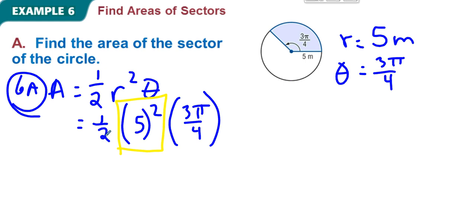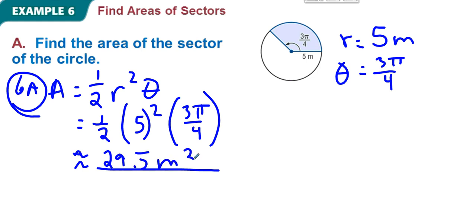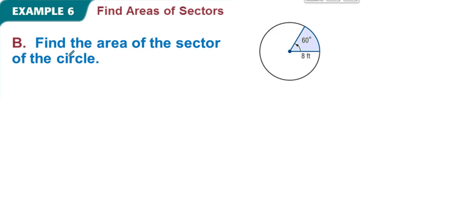So it's half, or you could type it in as 0.5 and then put that 5 in parentheses squared and then times 3 pi over 4. Just remember to use your good mathematics as you go. And I'm just going to give a decimal approximation of that to the nearest tenth, so you can as well. And it is 29.5 square meters. And don't forget our labeling, with area, since it's radius times radius, is square units.